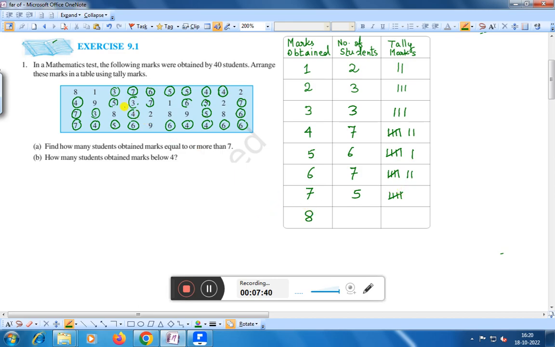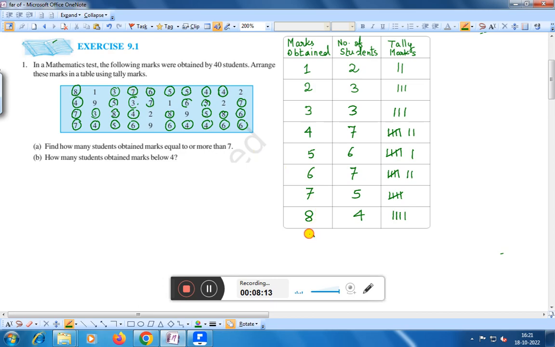8. How many students? 1, 2, 3, 4. 4 students. 8, 4 students. 1, 2, 3, 4. And also 9 also.